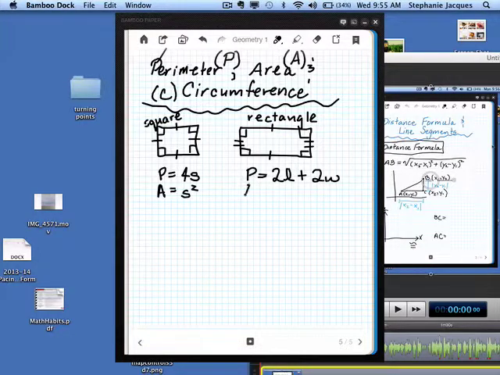And the area of a rectangle, we can't put side squared because not all the sides are the same. So we're going to say length times width.